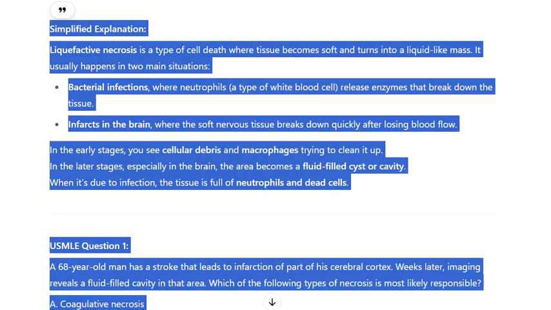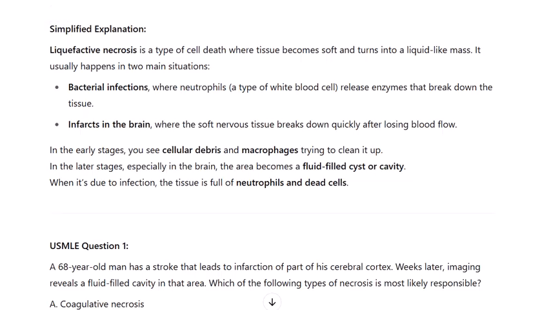Simplified explanation. Liquefactive necrosis is a type of cell death where tissue becomes soft and turns into a liquid-like mass. It usually happens in two main situations. Bacterial infections, where neutrophils, a type of white blood cell, release enzymes that break down the tissue. Infarcts in the brain, where the soft nervous tissue breaks down quickly after losing blood flow.